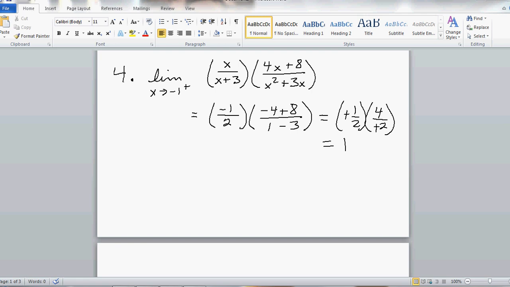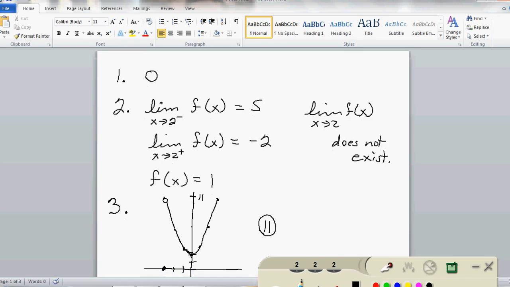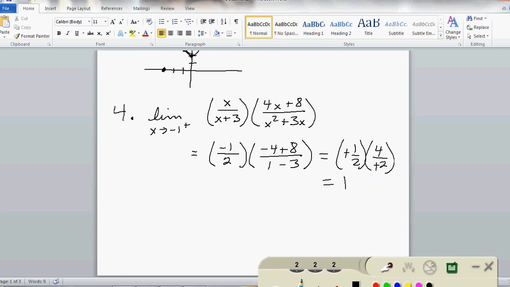So the limit's very easy. Regardless of whether it's from the positive side or the negative side, if the actual limit exists, then that will be the answer. Let's go and look at example number 5.